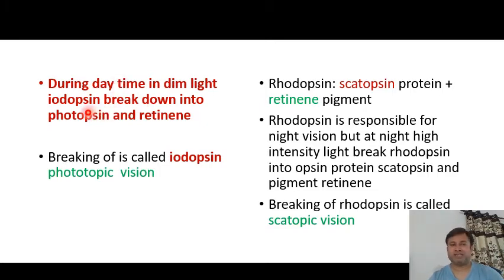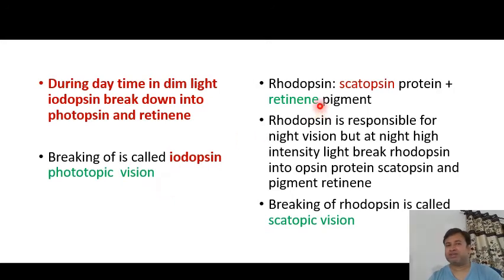But in the daytime, if dim light comes, iodopsin breaks down into photopsin and retinine, where photopsin is an opsin protein and retinine is a pigment. The breaking of iodopsin is called photopic vision.